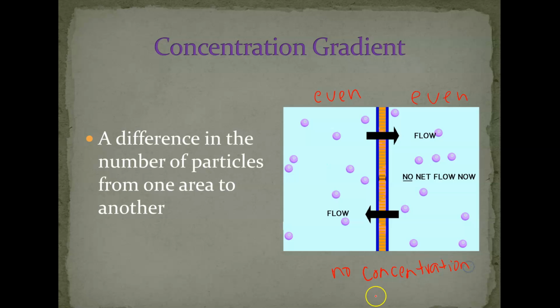But if we say added a couple dots on this side, we're no longer even on both sides. And since there's more here, again, we're going to move in that high to low direction. We're going to move here. So there is a concentration gradient in this image because I've added more to our side here, and it's going to bring more of those solutes over to the other side to make balance again.